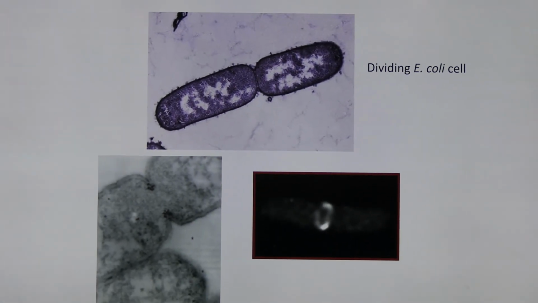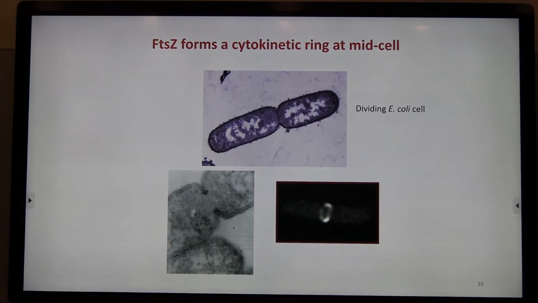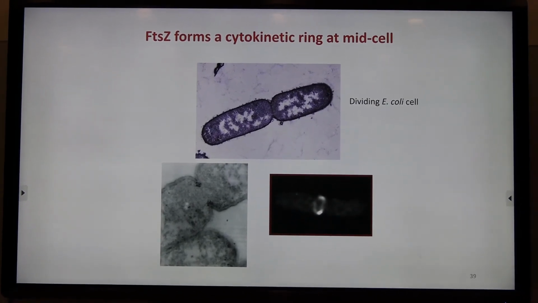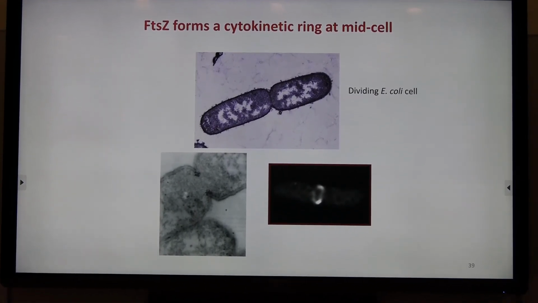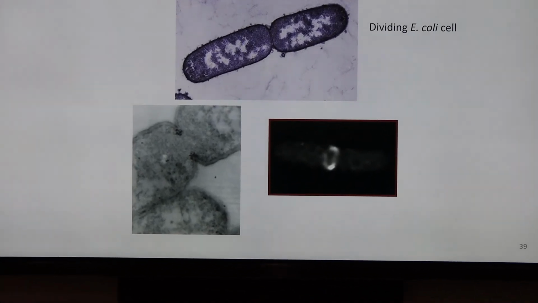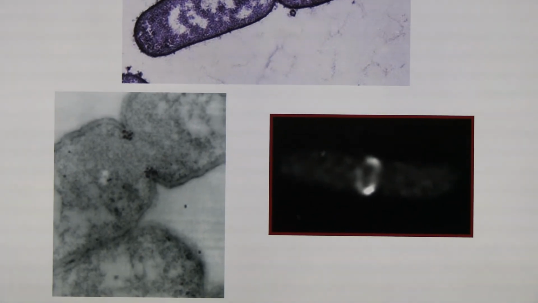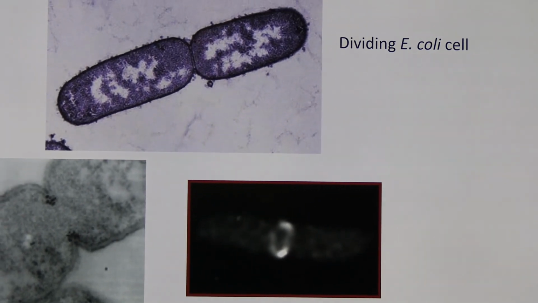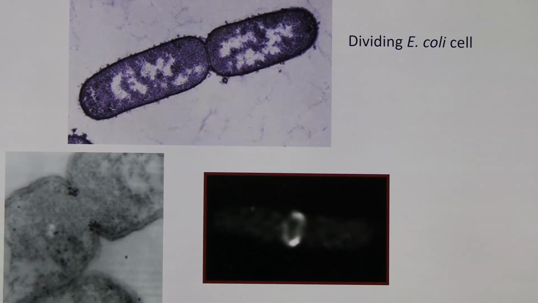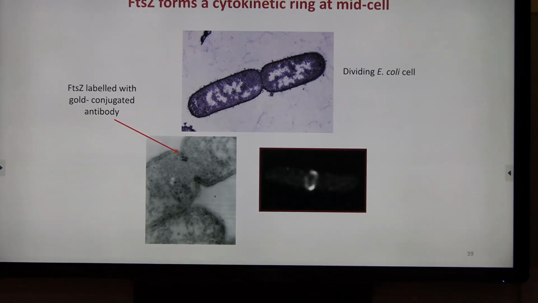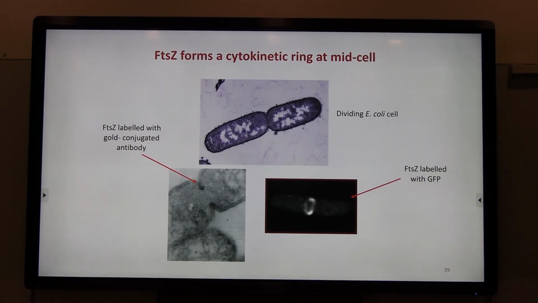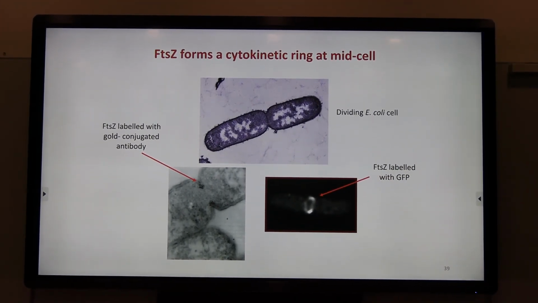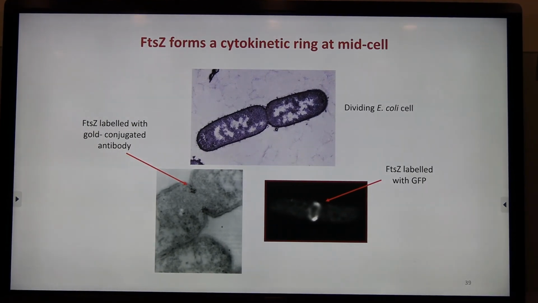So here are some photos showing you the cytoskeleton ring. That's the FtsZ ring that's formed in exactly the center of the cells. This is the very start of it. This is labeled by some golden particles, and then you can see it. And FtsZ labeled with fluorescence.